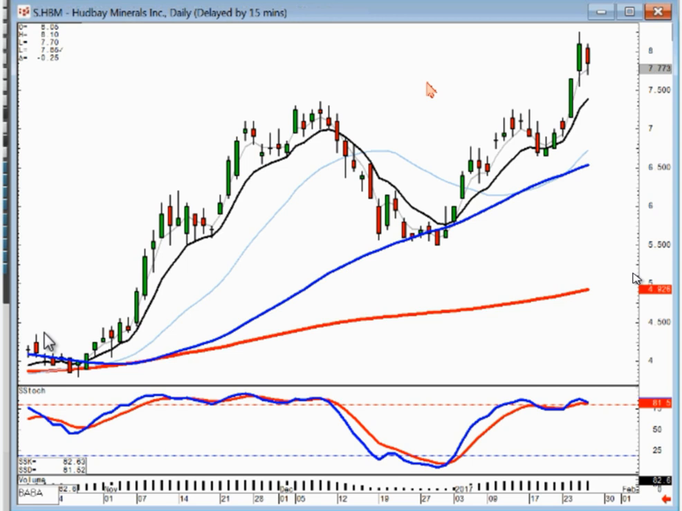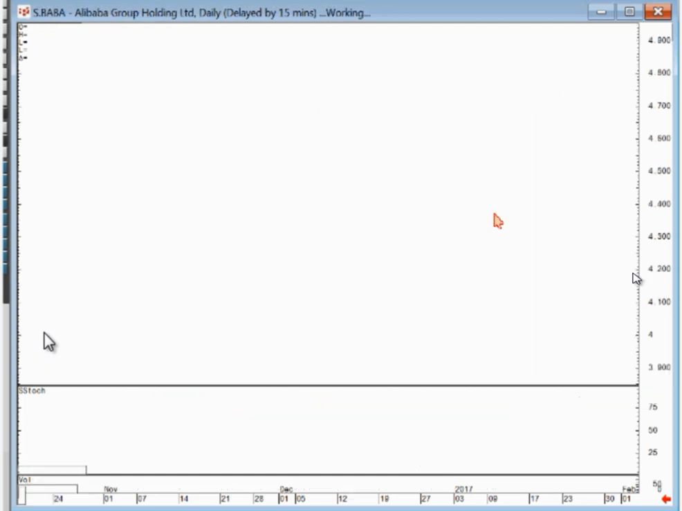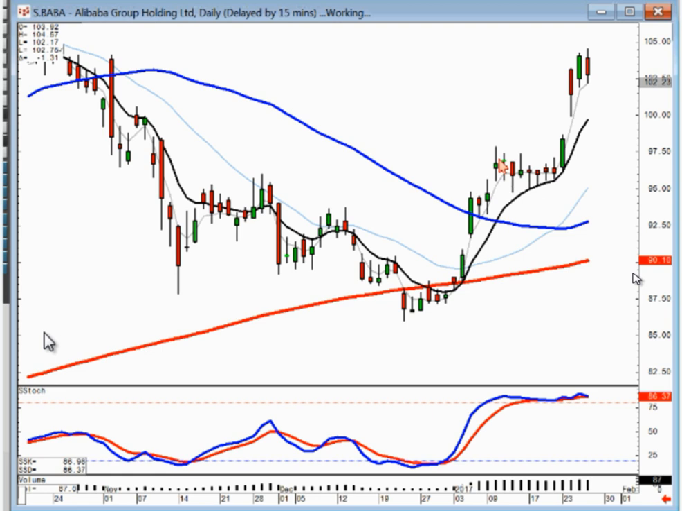But we know what our wave count is. Wave 1, wave 2, wave 3. Wave 3 should be a little bit higher yet if it's the same magnitude as this wave right here. BABA, you can see where the J-hook pattern occurred. Right now you just stay long.